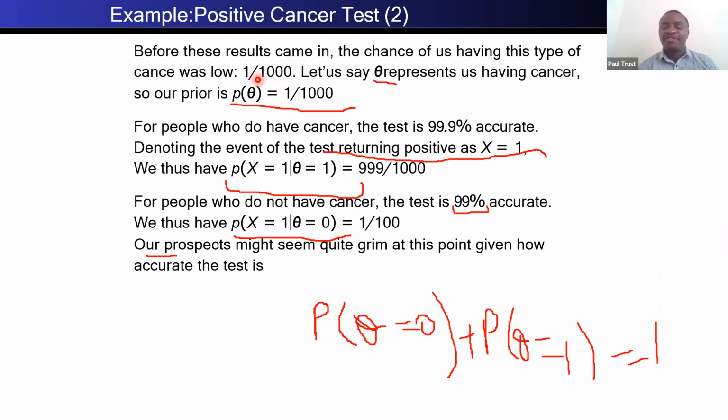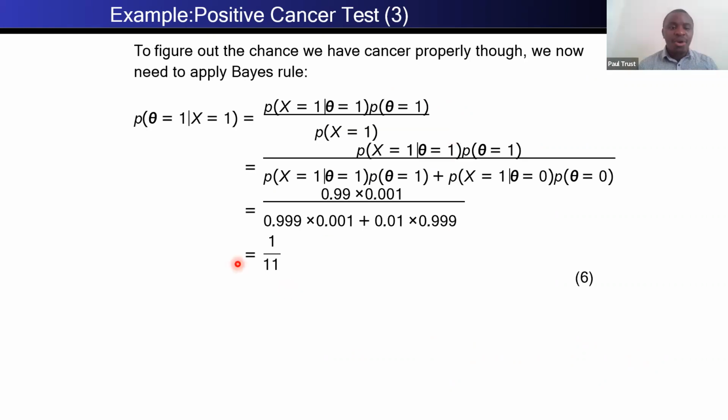Because where you live, there are very few people who actually have cancer. So a frequentist person would think, oh, the test is 99.9% accurate, so I am 99.9% likely to have cancer. But that's not true. Even if you got a positive test, the chance that you actually have cancer is less than 10%.